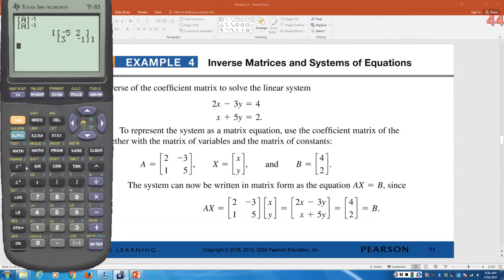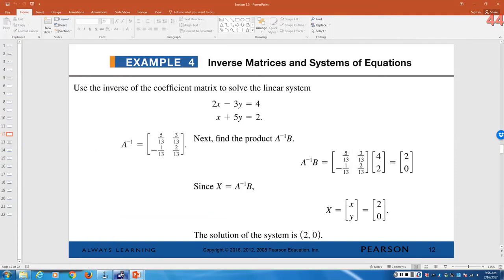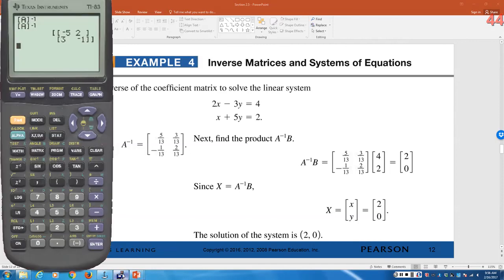So this is how we're going to solve that problem. What we're going to do is multiply A times X is equal to B. Let me get to the next slide so you'll see how this works. Get the calculator back up here for a second. What we're going to do is take matrix A's inverse and then multiply it times B.